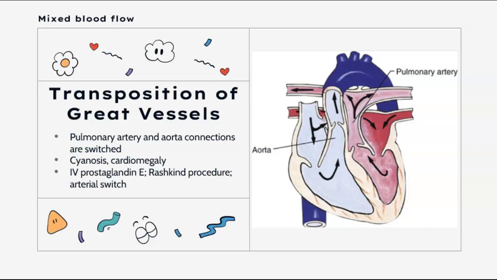Treatment will include IV prostaglandin E to keep the ductus arteriosus open until surgery can take place. The Rashkind procedure, which is a balloon atrial septostomy, opens the atrial septum and allows the blood to mix. And the arterial switch is the procedure of choice, which switches the aorta and the pulmonary artery.